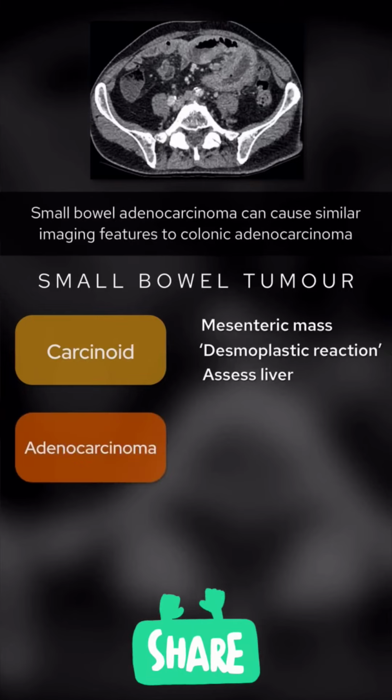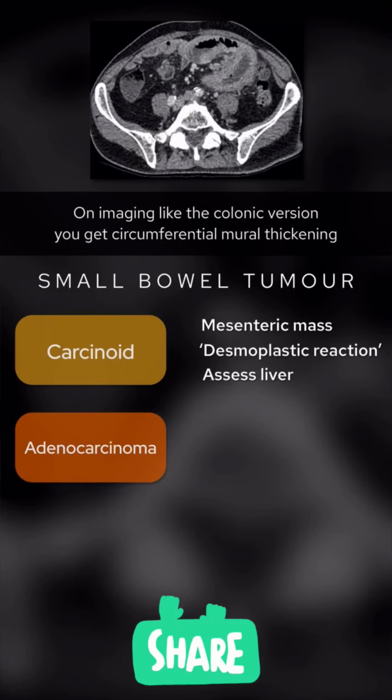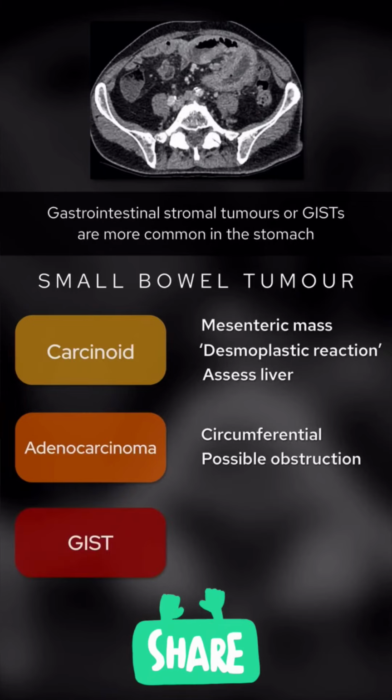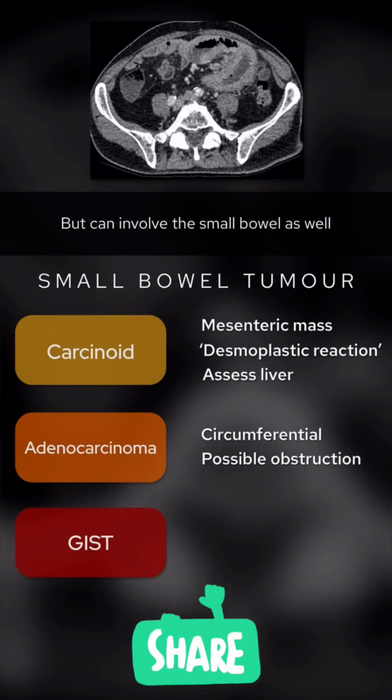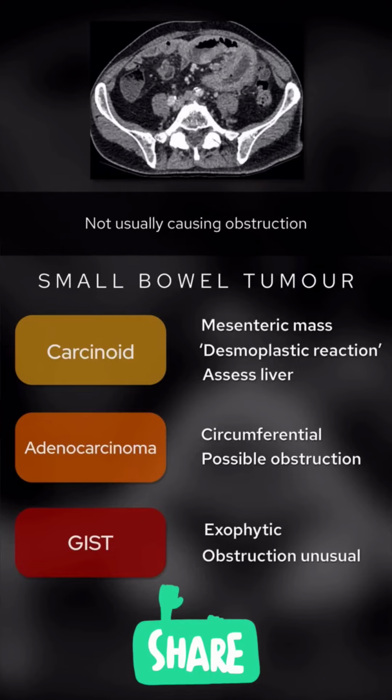Small bowel adenocarcinoma can cause similar imaging features to colonic adenocarcinoma, which is far more common. On imaging like the colonic version, you get circumferential mural thickening, with shouldering potentially causing obstruction. Gastrointestinal stromal tumours or GISTs are more common in the stomach, but can involve the small bowel as well. These usually present as a large exophytic mass, not usually causing obstruction.